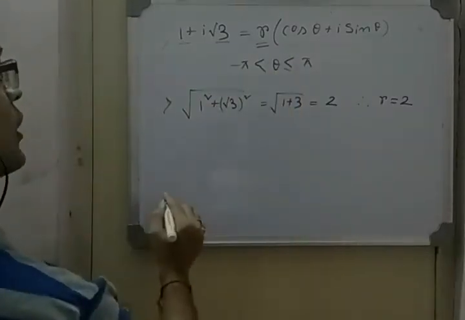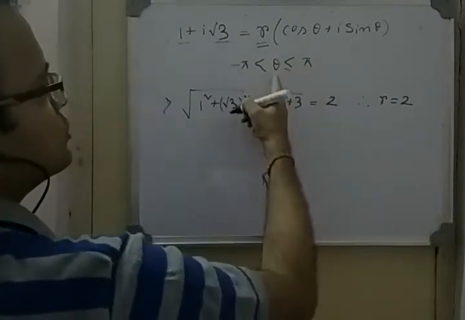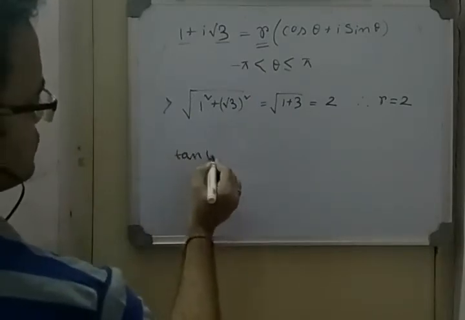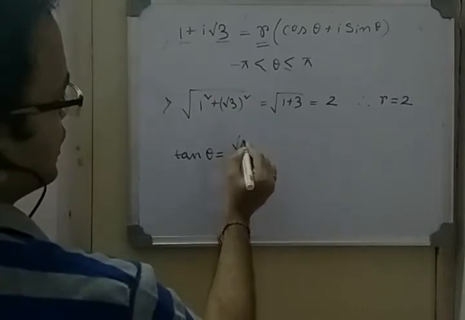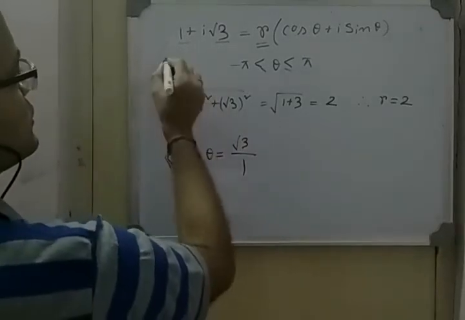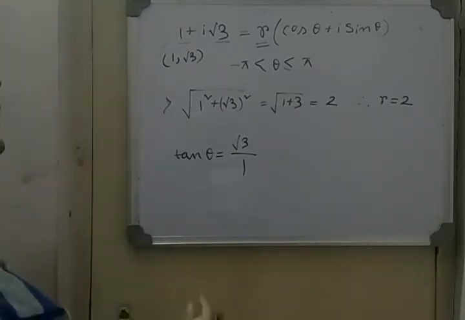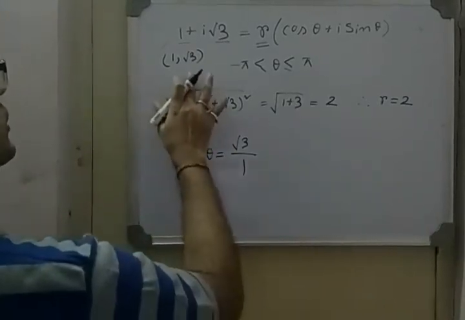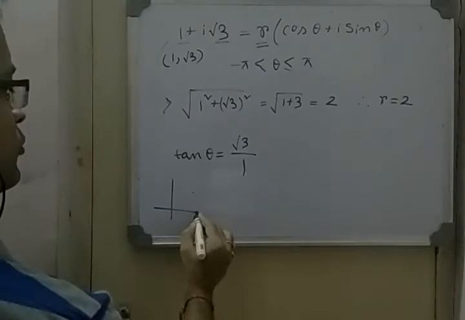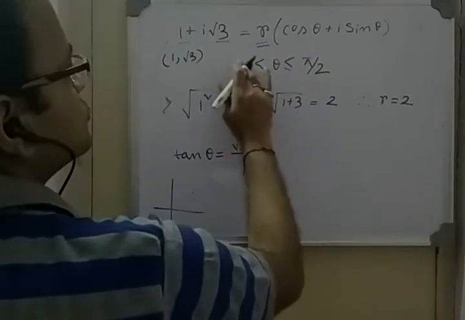What is theta? We know if theta is the amplitude of any complex number, then tan theta becomes imaginary part by real part. Again, this is equivalent to the point (1, root 3). So in the Argand plane, it is in the first quadrant. If any point comes in the first quadrant, as we have discussed, the range becomes 0 to pi by 2.